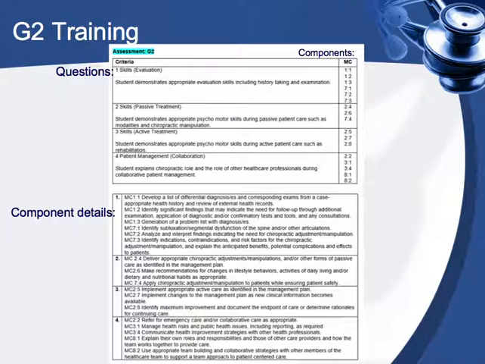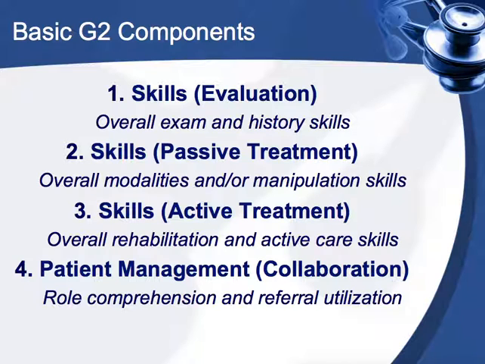Here's a screenshot of the handout you should have on G2. The top covers the individual questions, followed by the meta-competencies tied to each of those questions. Let's go over the questions. Question number 1 talks about their evaluation skills. You're assessing the overall exam and history taking skills of the intern.